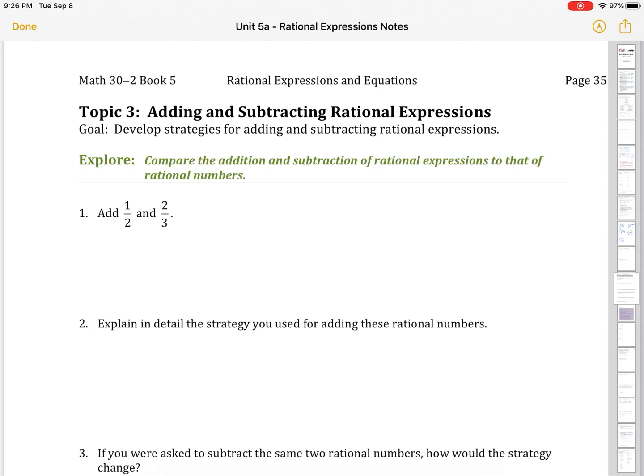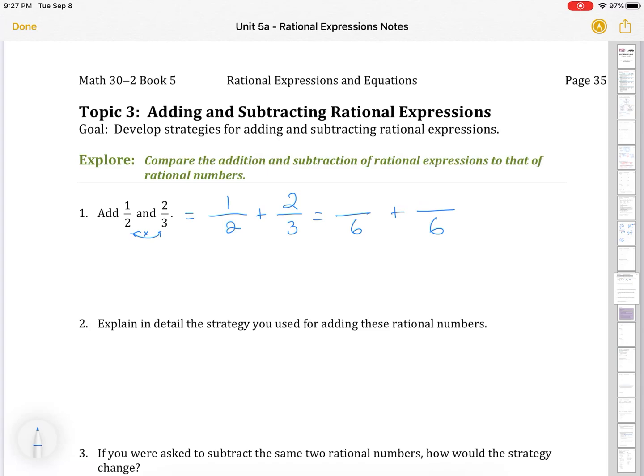So what we look for is a number that both 2 and 3 are going to go into. We're going to look for the lowest common denominator. Now with 2 and 3, they're both prime, so the easiest way to find that is to multiply them. So if we're adding 1/2 plus 2/3, if I multiply 2 and 3, I get 6. So that's going to be my lowest common denominator.